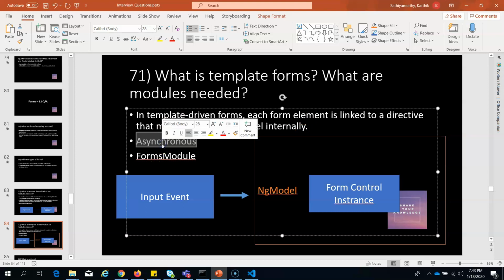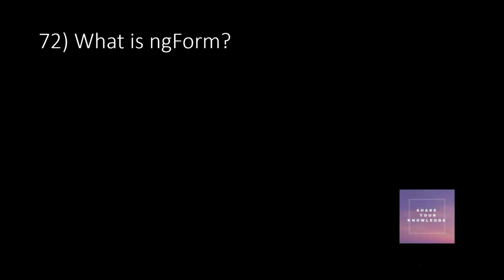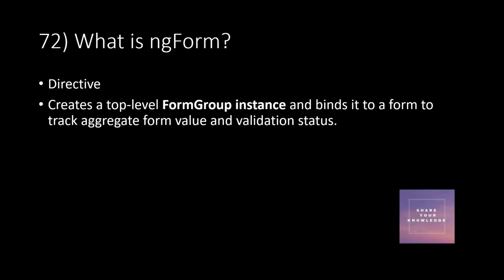And here it is asynchronous. It is not synchronous, as we see in the case of reactive forms, where direct updation happens because we create that form model. Direct updation happens. Okay, we need not do it asynchronously, but in this case it is asynchronous, and the module we need for template models is called forms module. What is ng form? We already explained, right? Ng form is nothing but a directive which is responsible for creating the form group.